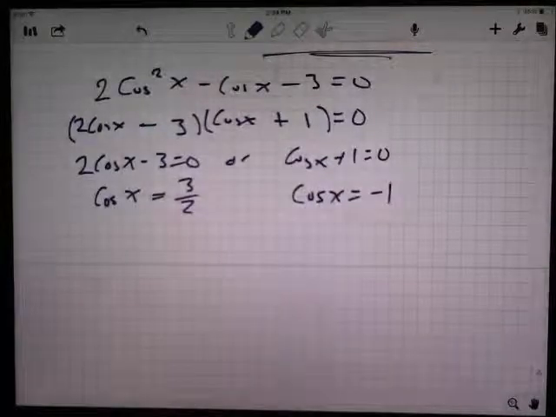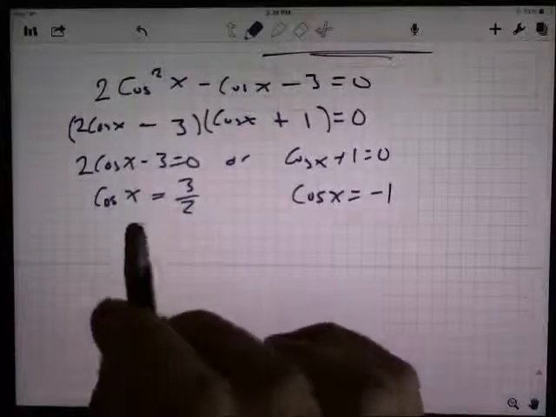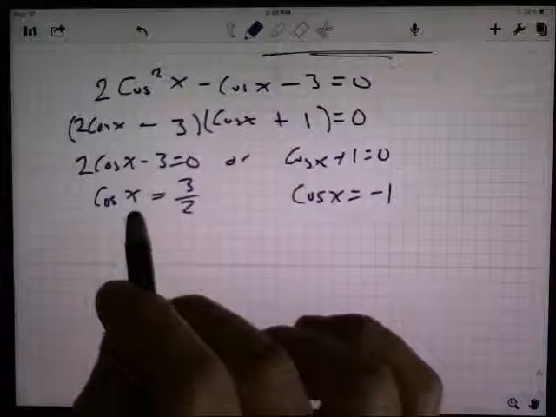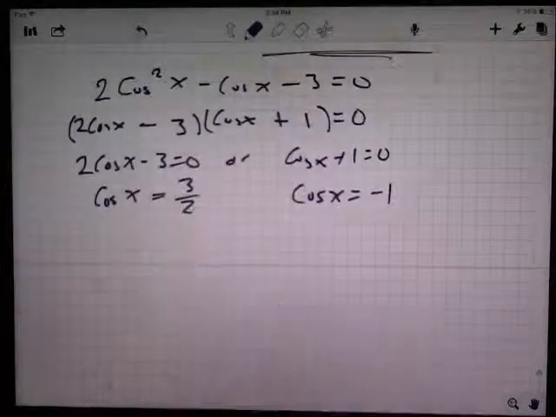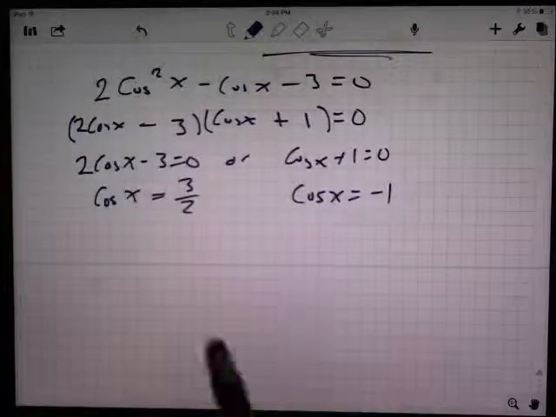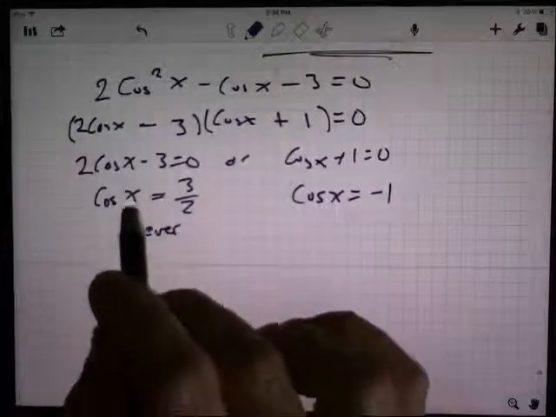So I look at that and say, when is the cosine equal to 3 halves? If I wasn't thinking, I might just type that into my calculator, that x is the inverse cosine of 3 halves, but 3 halves is 1.5. Cosine is never as big as 1.5, right? So there aren't any x's that satisfy this equation.